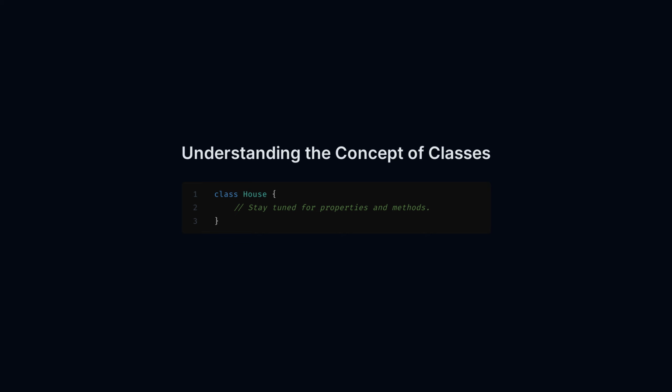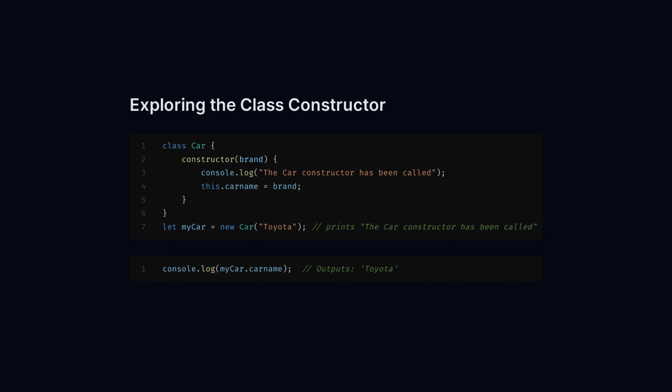Excited? Let's proceed. Now that we've peered into the basics of classes, let's explore the driving engine of these concepts. The class constructor. This special method is called every time an object is created from a class. In the code on the slide, notice that we've created a myCar object from the car class, and car name is set as Toyota. It's worth noting that the this keyword inside a class refers to the instance of the class. So when we say this.carName equals brand, it means we're assigning the value of brand to the carName property of the newly created object.